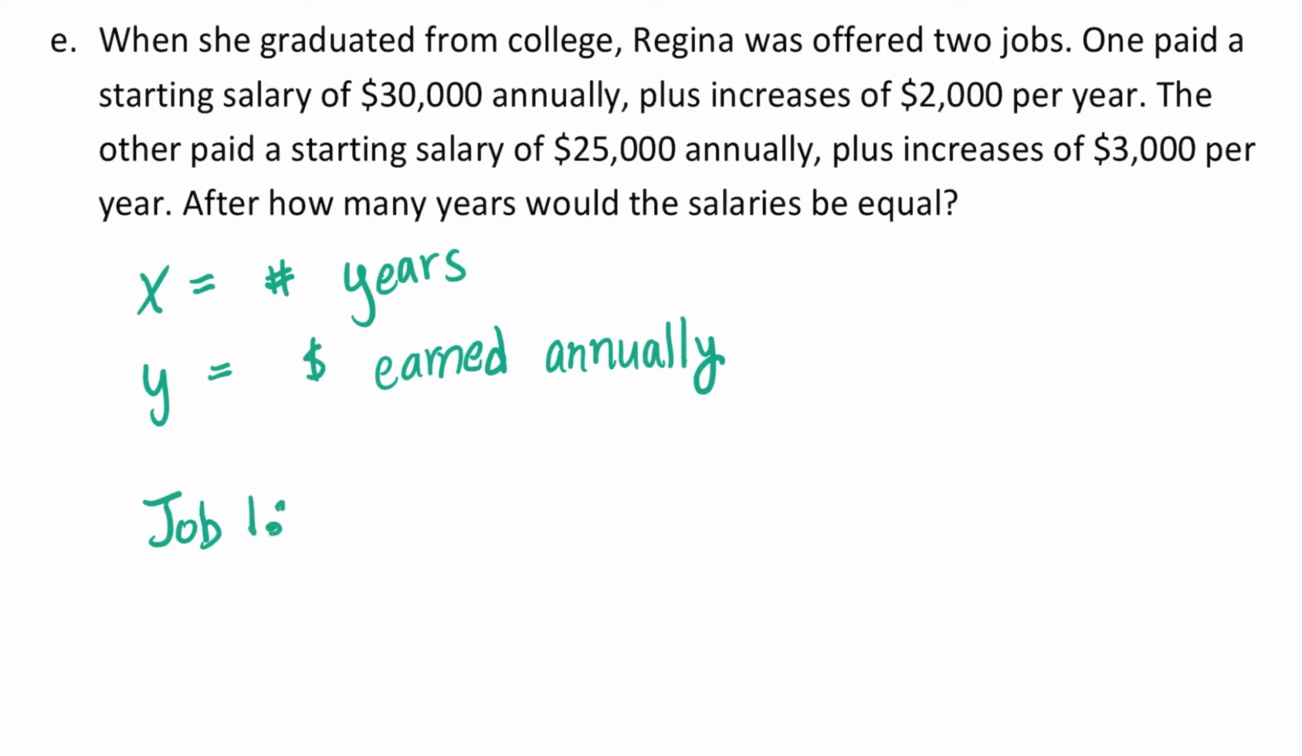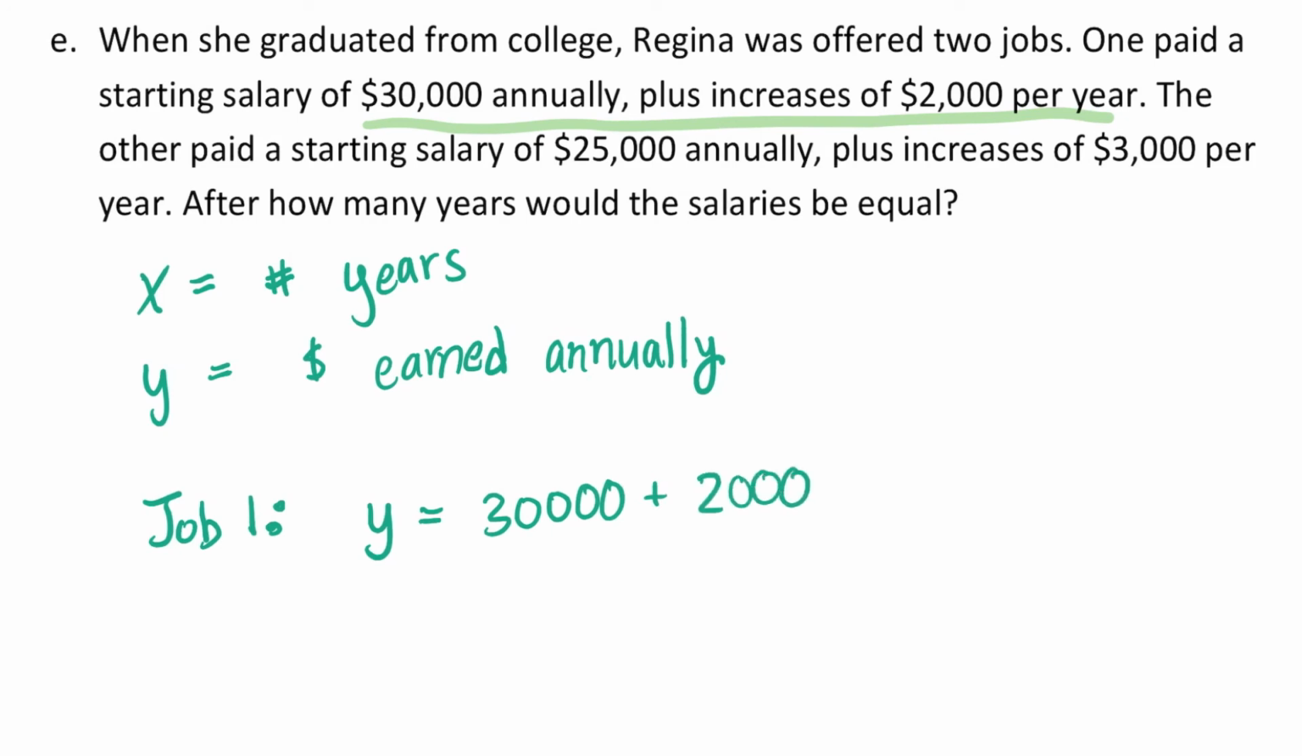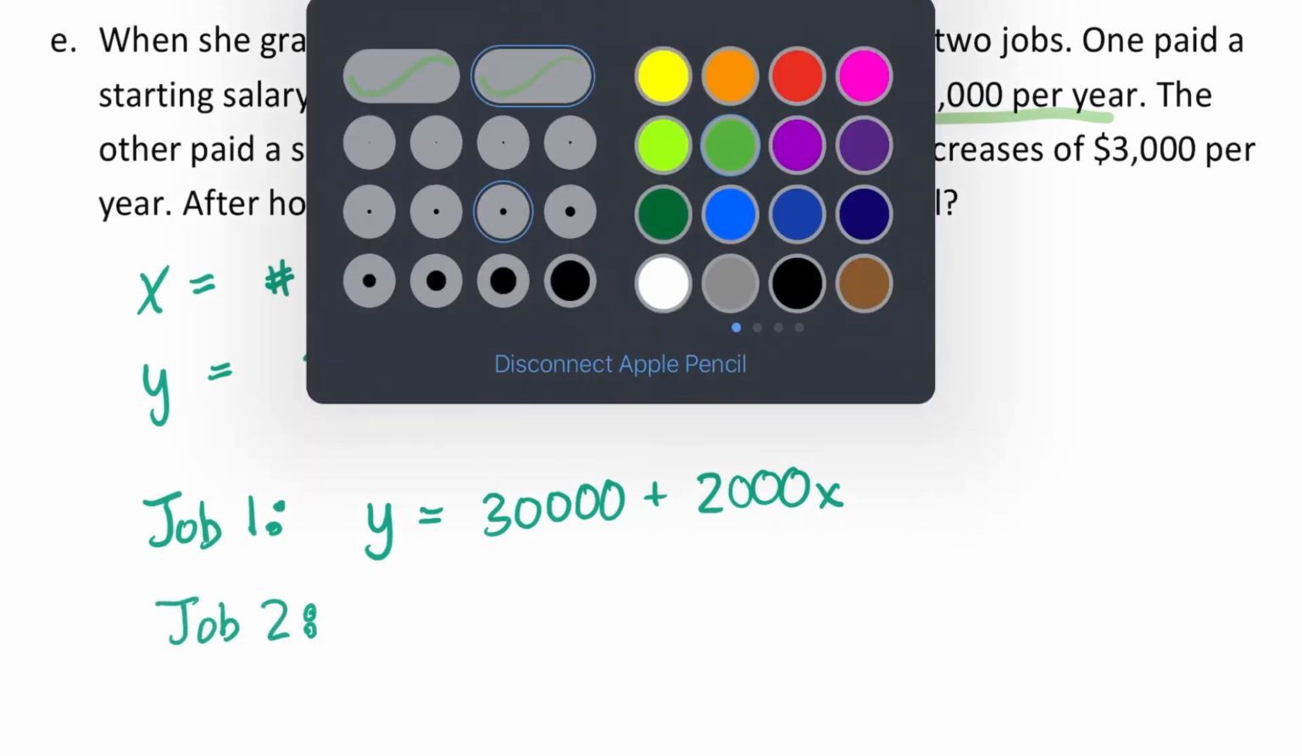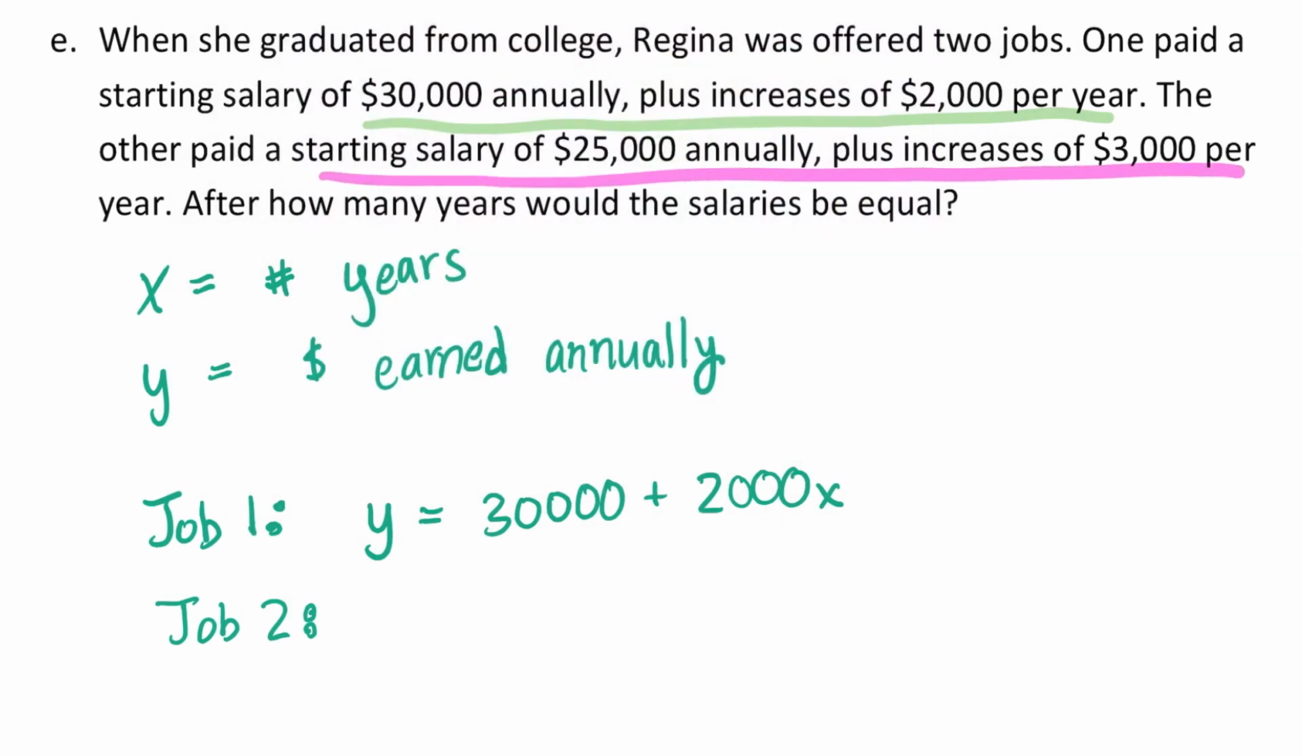So let's look at job number 1 and job number 2. Job number 1 offers her a total amount of money that comes from taking $30,000 as her starting pay, plus $2,000 times however many years she's been working there. Job number 2 gives a total amount of money that's $25,000 plus increases of $3,000 per year. So it's got a lower starting pay, but you get more money per year. Eventually that job is going to catch up and pass job number 1 in terms of pay.